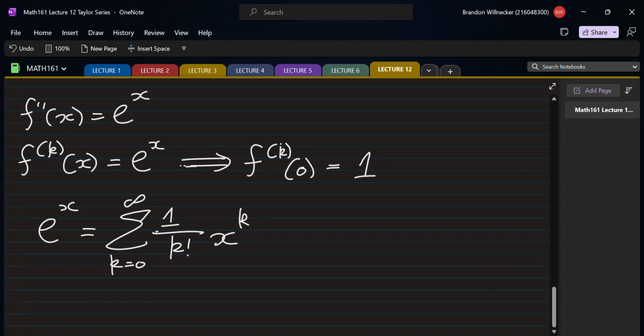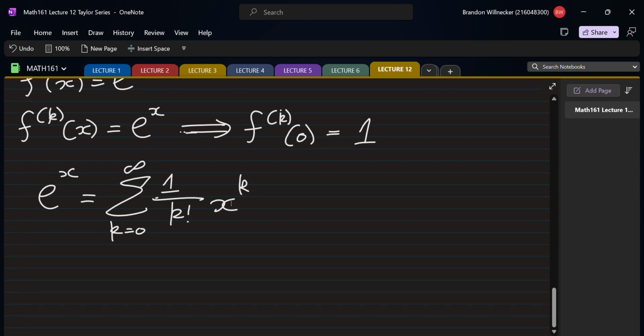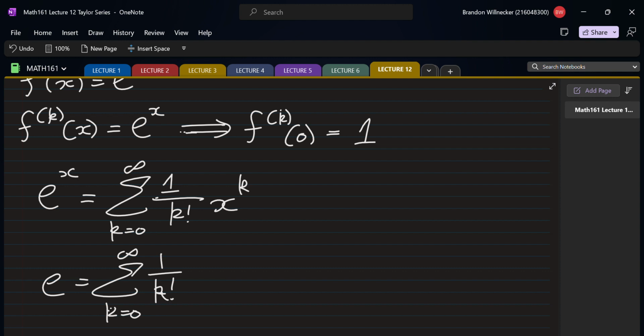Something also interesting to notice here is that we can substitute x equals 1 and we get e, which is just Euler's number, equal to the sum from k equals 0 to infinity of 1 over k factorial, because all of the x terms will be 1. So we can write this out: 1 over 0 factorial plus 1 over 1 factorial plus 1 over 2 factorial plus dot dot dot, and so on.